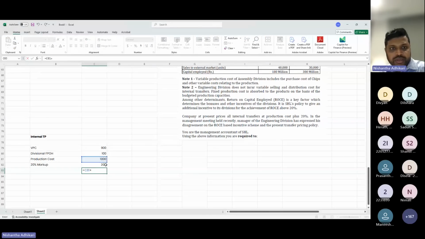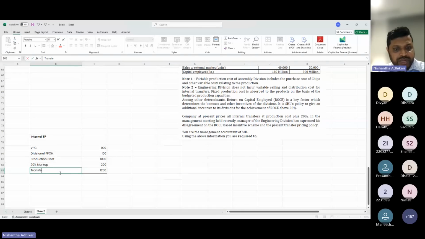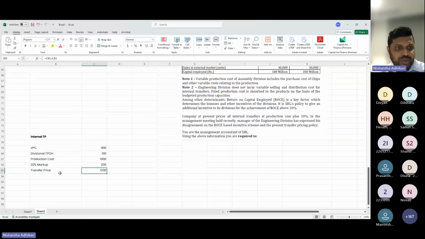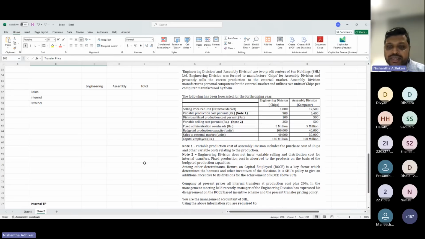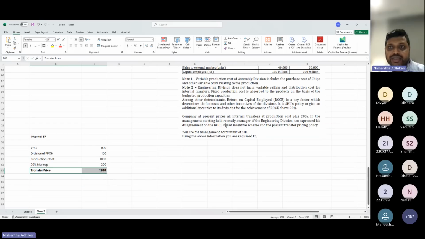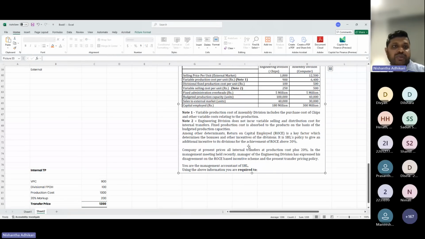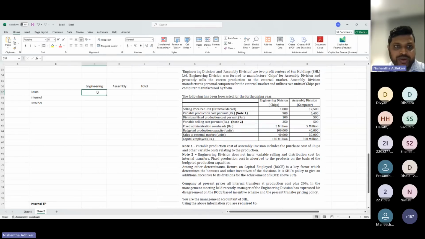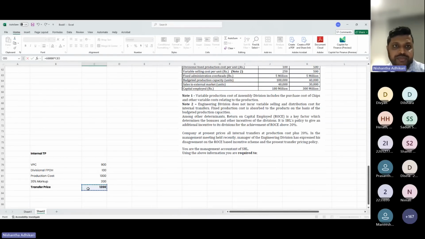Selling price, this is the transfer price. Transfer price will be 1200. Therefore, internally, currently you are manufacturing 100,000. They need to sell 30,000. That means 2 chips each required, so 60,000 initially you have to supply. That means they are currently selling 40,000 externally, 60,000 internally, and the 60,000 units are sold internally at the selling price of 1200.